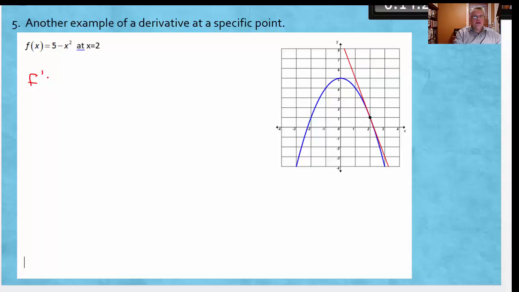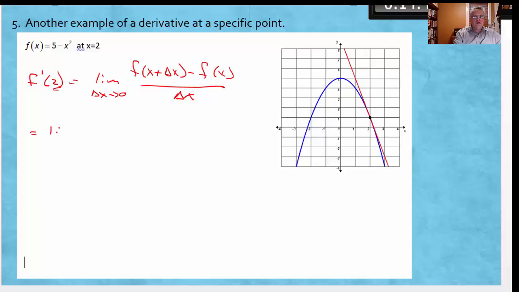So f prime, we're finding it at 2, is the limit as delta x goes to 0 of f of x plus delta x minus f of x all over delta x. But like I said, we're finding it at 2, so I can put 2 in for x. And that makes the limit a little bit better. Actually, the limit as delta x approaches 0 of f of 2 plus delta x minus f of 2 all over delta x. Okay, time to plug into the function.